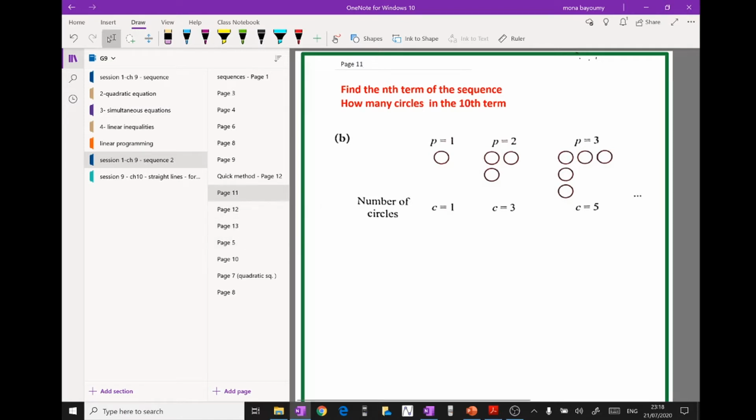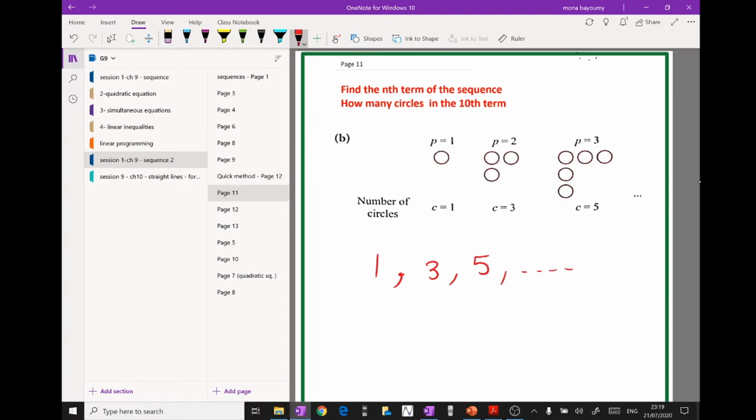Sometimes in our sequence we can find not numbers, but patterns or objects. So here he gave us some circles, put them in a specific order, and asked us to find the nth term and then how many circles are in the 10th pattern. We will convert these patterns to numbers by counting how many circles we have in each one. In the first one we have 1, second one we have 3, third one we have 5, and so on.